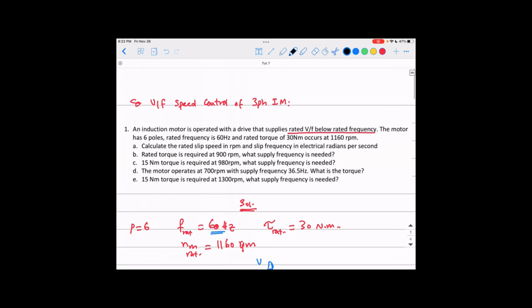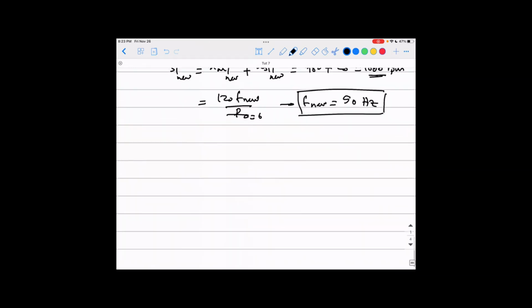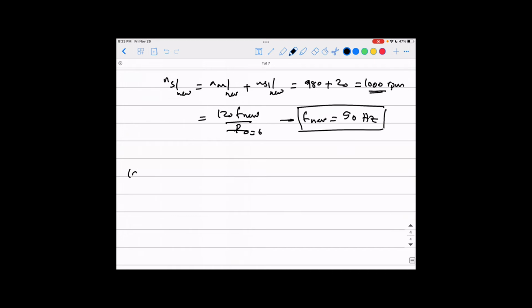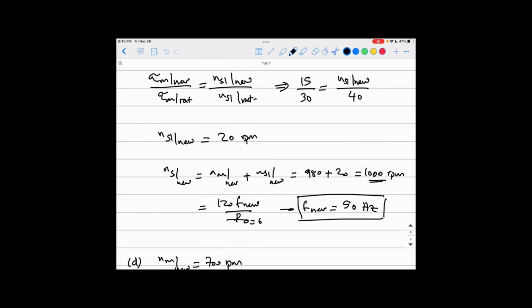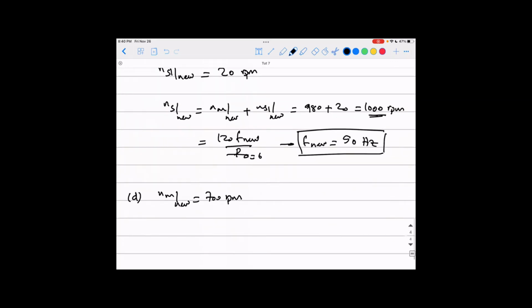For part D, the motor operates at 700 RPMs, that's the speed, with supply frequency 36.5 Hertz. He's giving you the frequency now and wants you to find the torque. Okay? It is just not very far away. So the givens here are the new mechanical speed, 700 RPMs, and the new frequency, given here to be 36.5 Hertz. And the required here is the new torque. Okay.